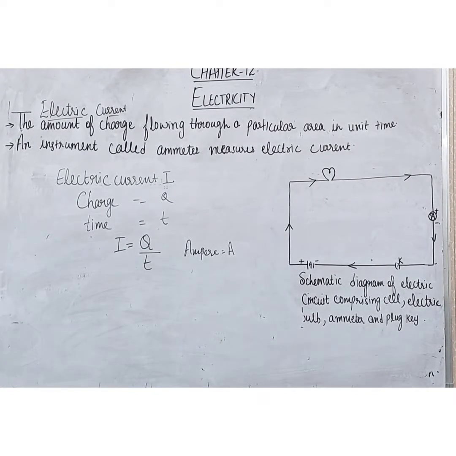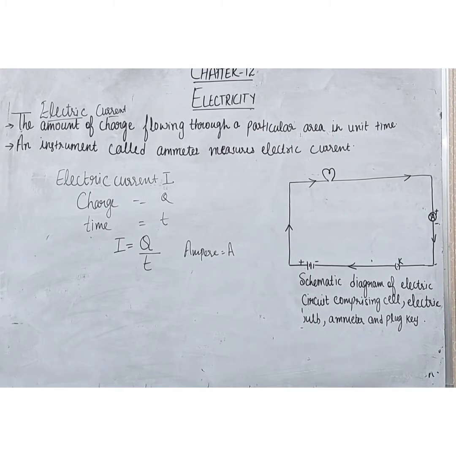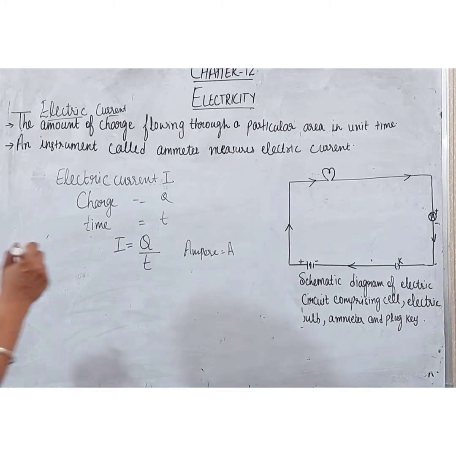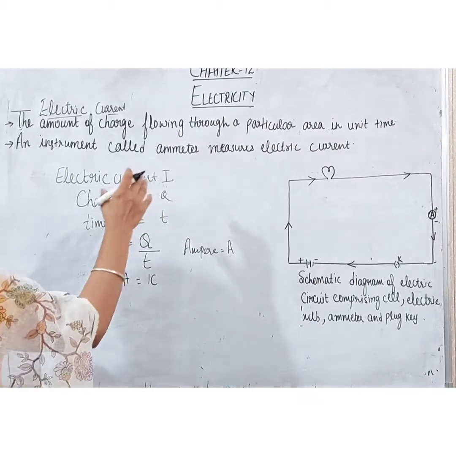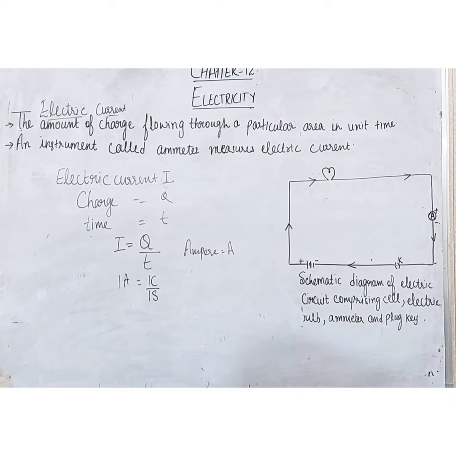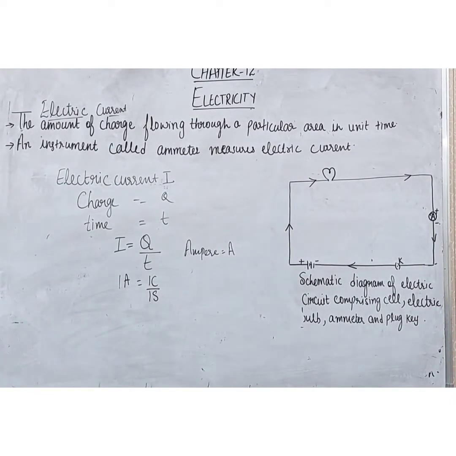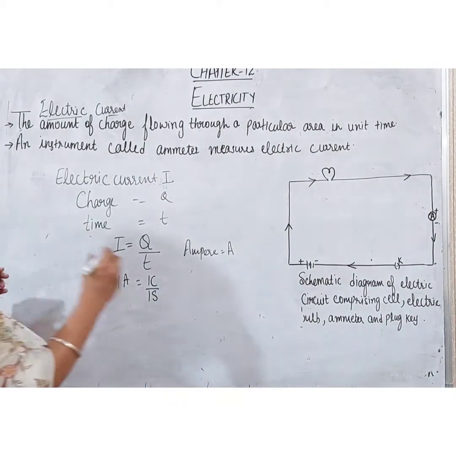You can note down the definition, and you can also note down the other things. Now what is ampere, students? What is 1 ampere? Ampere is the unit of the electric current. 1 ampere is equal to when 1 coulomb of the charge is flowing in 1 second. 1 ampere is equal to 1 coulomb upon 1 second. This is the amount of current when 1 coulomb of charge flows in 1 second.